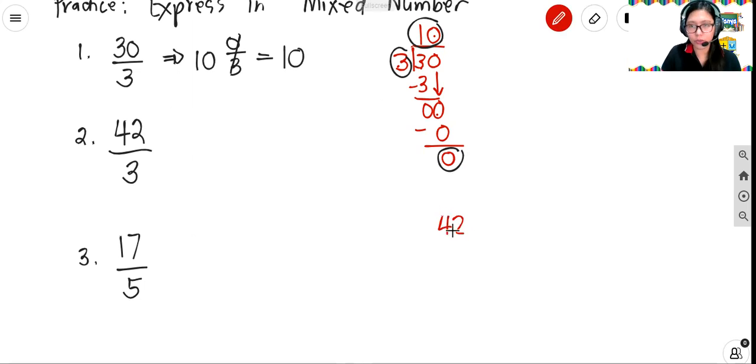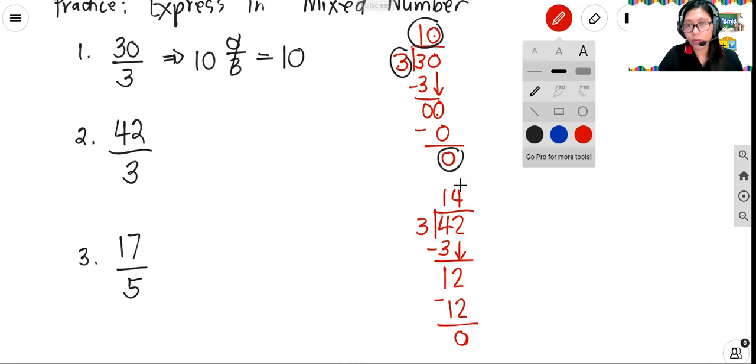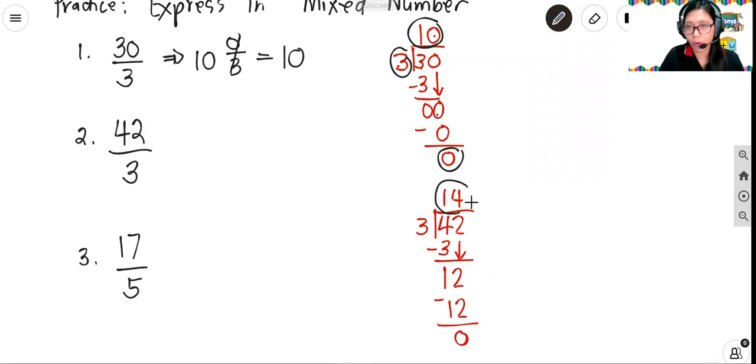So that is 42 divided by 3. Again, we can divide 4 by 3. So there is 1, 3, and 4. 1 times 3 is 3. 4 minus 3 is 1. Bring down 2. And 12 divided by 3 is 4. 4 times 3 is 12. 12 minus 12 is 0. This is like the first practice exercise. The remainder is 0. Therefore, all we need to do is to just write the whole number. And the answer is 14.